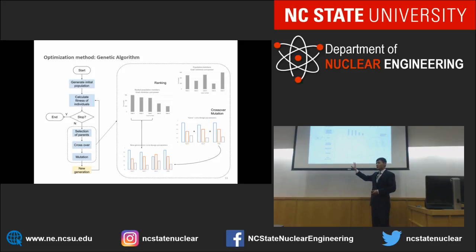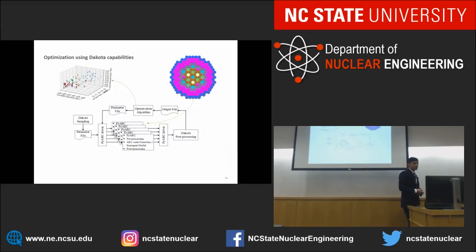So I have another generation. These ones supposedly work better than the first one. Then I continue to evaluate, to create a new generation, until I cannot really improve anymore. So this is the mechanism that helps us with this. For the core optimization, the evaluation will be done using ARC. Argonne developed the code. The optimization algorithm will be coming from the Dakota code, which is developed by Sandia National Lab.